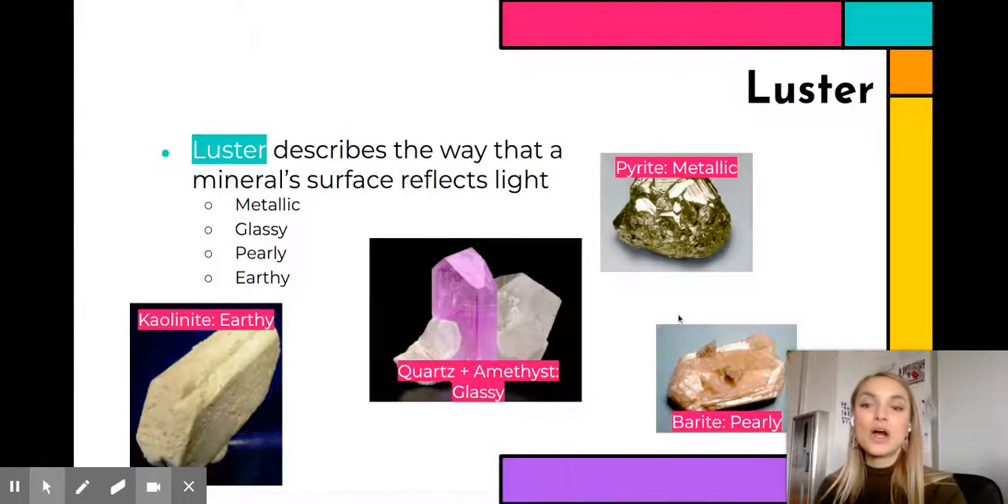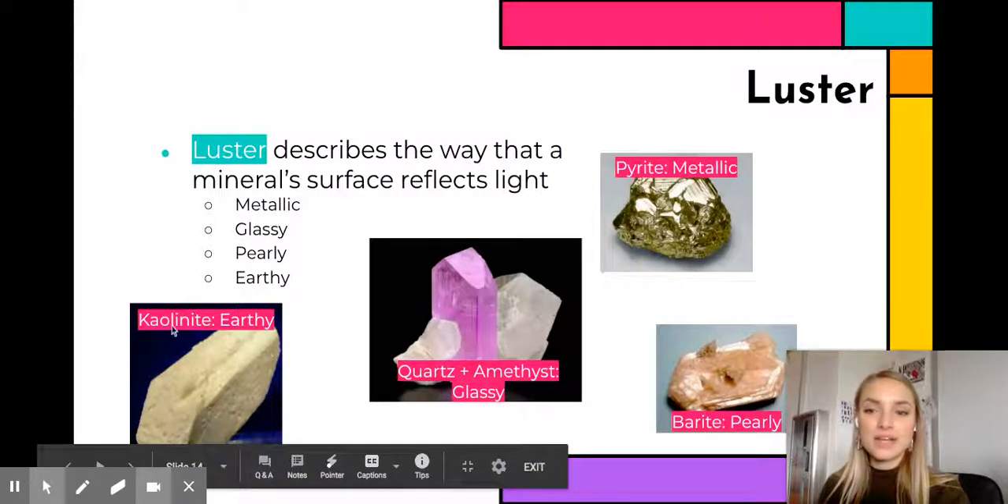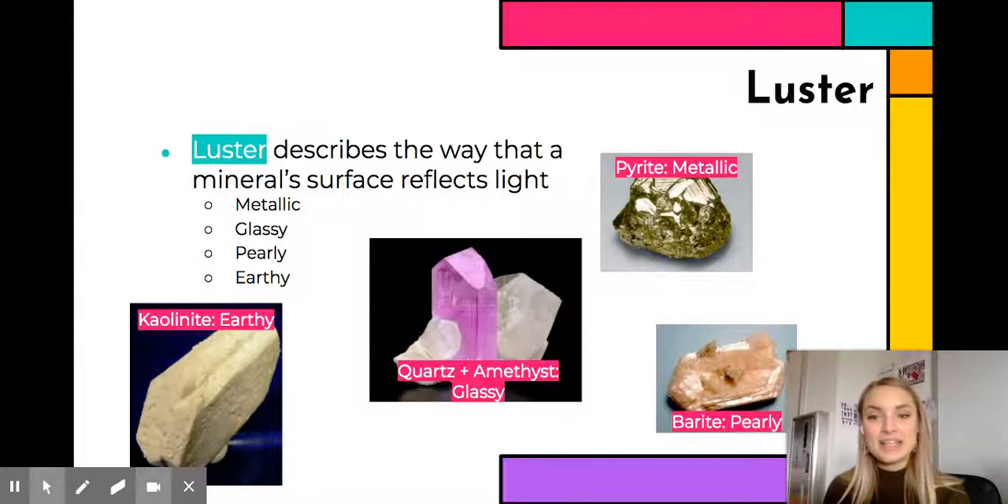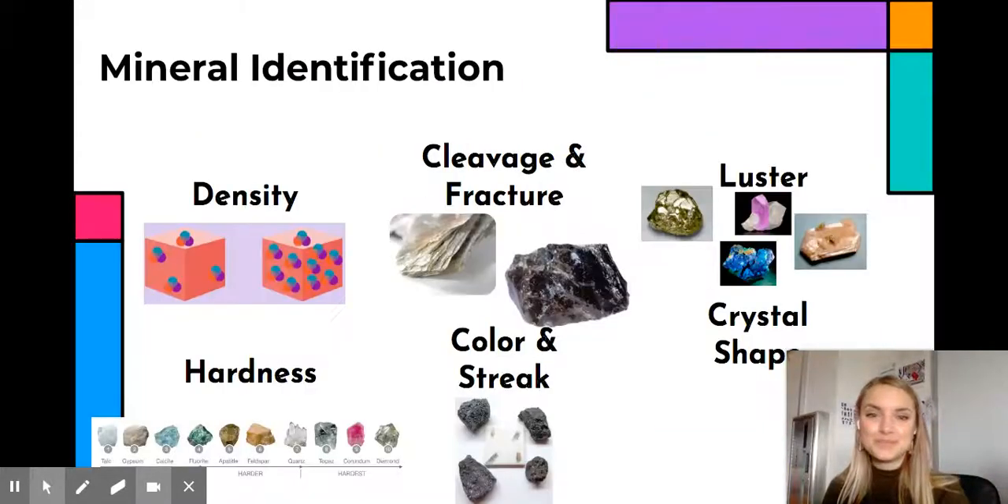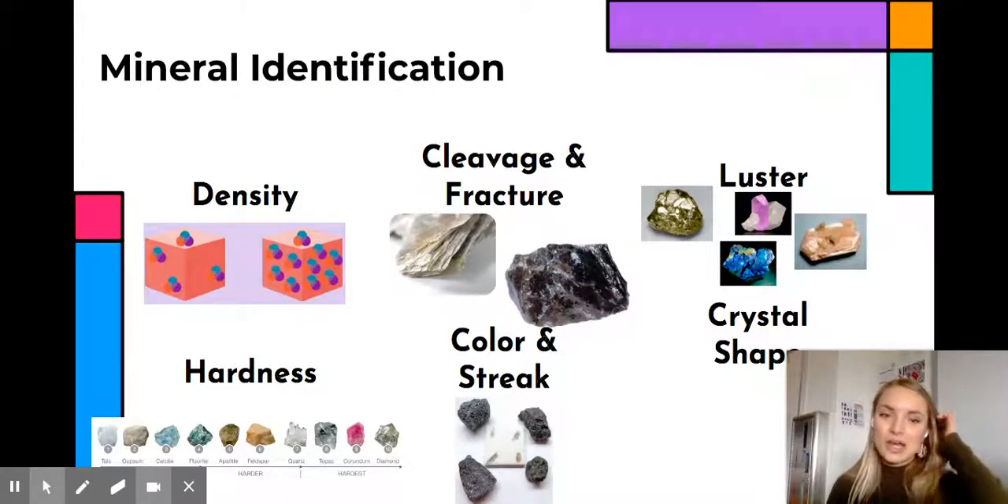And then finally, earthy. Kaolinite is an example of an earthy luster. It's kind of grainy, it doesn't really shine, it doesn't reflect light very well, it has a dull looking texture. And that is what an earthy luster looks like. So luster is how the mineral's surface reflects light, and it can help us decide what kind of mineral we're looking at.